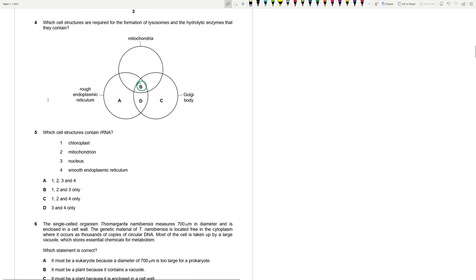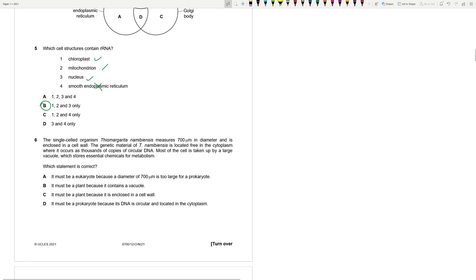All 3 are required. Which cell structures contain rRNA? Okay. Chloroplast and mitochondria contain rRNA. This is because, according to the endosymbiont theory, they were bacteria originally, so they have 70s ribosomes and rRNA. Now, the nucleus must also have rRNA. Okay, it's produced there. RNA is produced in the nucleus. However, smooth endoplasmic reticulum does not.